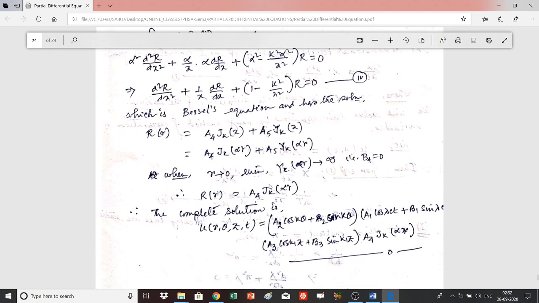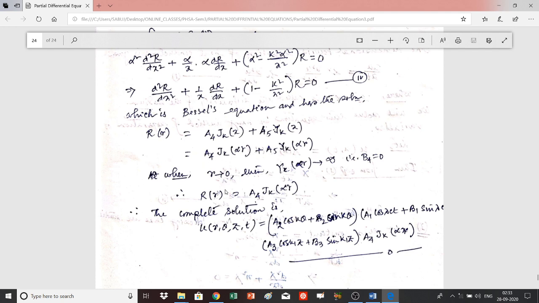Now a boundary condition is to be imposed in this case also. When r tends to 0, Yk alpha r tends to infinity, and then B4 should be 0. Not B4 in this case, it will be A5 that will be 0. Here it is A5. A5 is equal to 0. That means this term will not be there. The only term there will be A4 Jk alpha r.